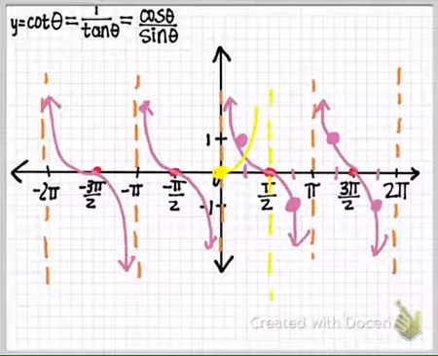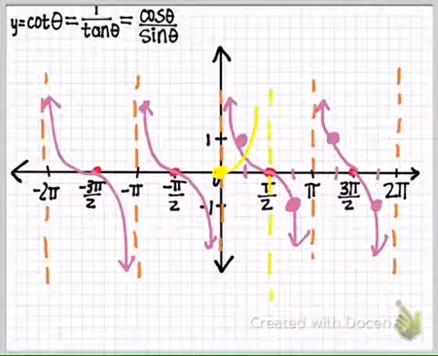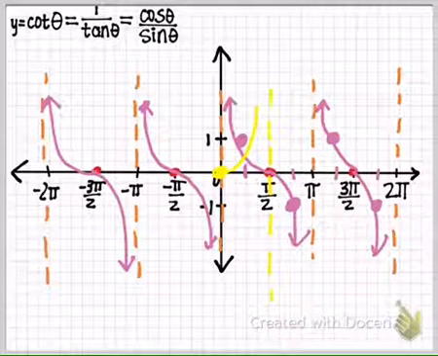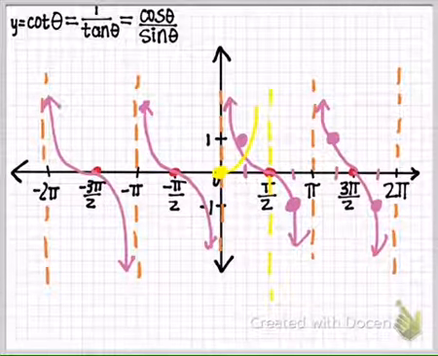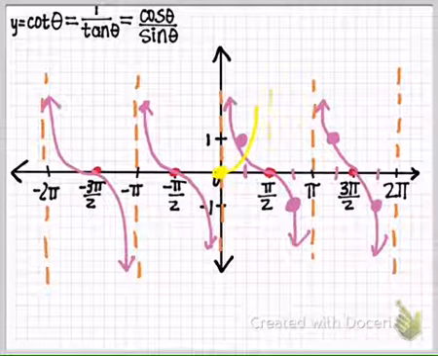So they have completely different locations of zeros, completely different locations of asymptotes. They flip-flop, but they're both positive in the same quadrants and negative in the same quadrants. That's where it gets a little tricky, and that's a good way to check if you did it correctly, okay?